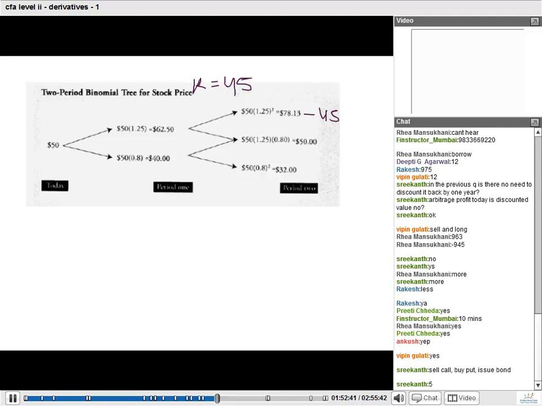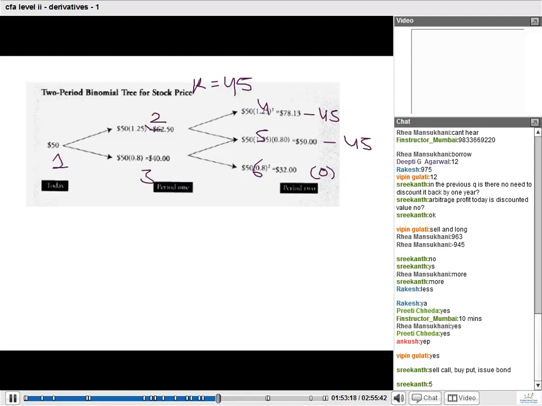78.13 minus 45. If the stock ends at 50, the payoff will be $5. And if the stock ends at 32, the payoff will simply be 0 because the option will not be exercised. Now, let's break this into 1, 2, 3, 4, 5, 6 nodes that the tree has.